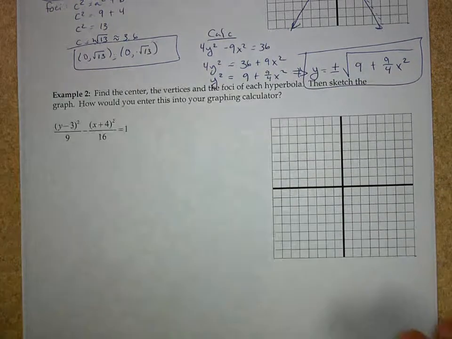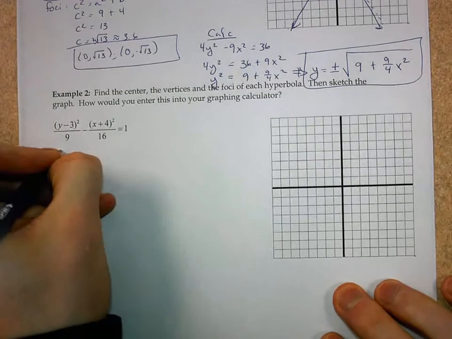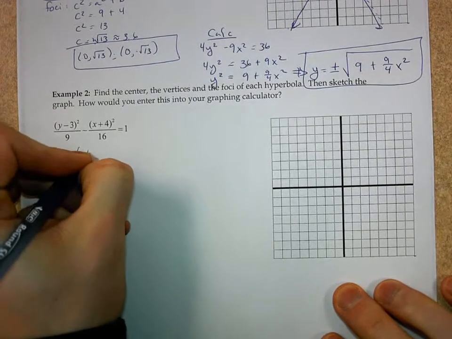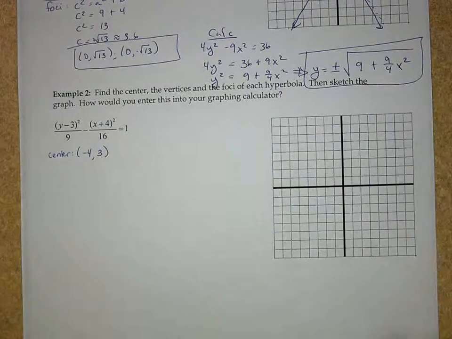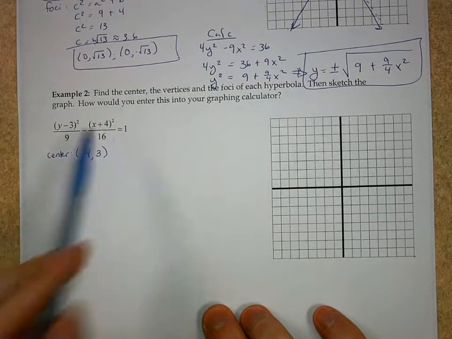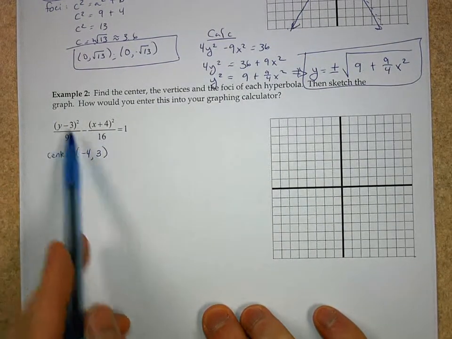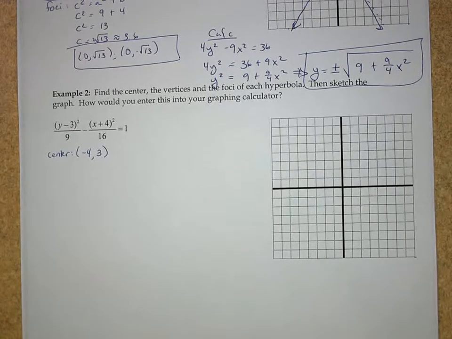The first thing is we know where the center is going to be. The center is going to be our shift, which is going to be negative 4 and 3. Now notice how I didn't just say it was 3, negative 4. I actually have to put the x piece first and the y piece second.